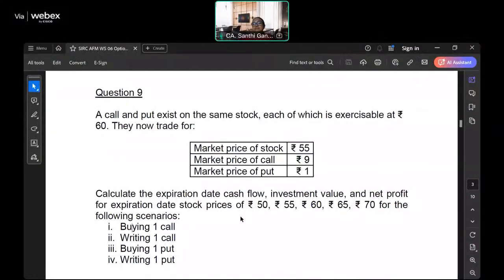Now, this problem has all scenarios. Calculate the expiration date cash flow. Expiration date cash flow means here we are assuming it is physical settlement and you will have the cash flow. Investment value. What do you mean by investment value? Investment value means payoff. Net profit means payoff minus premium.